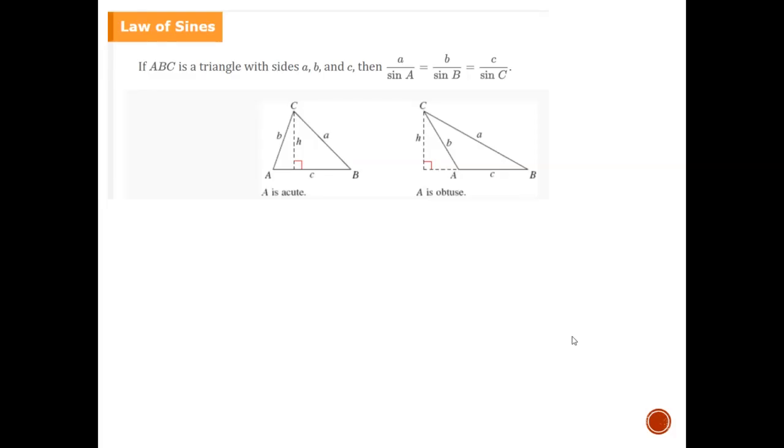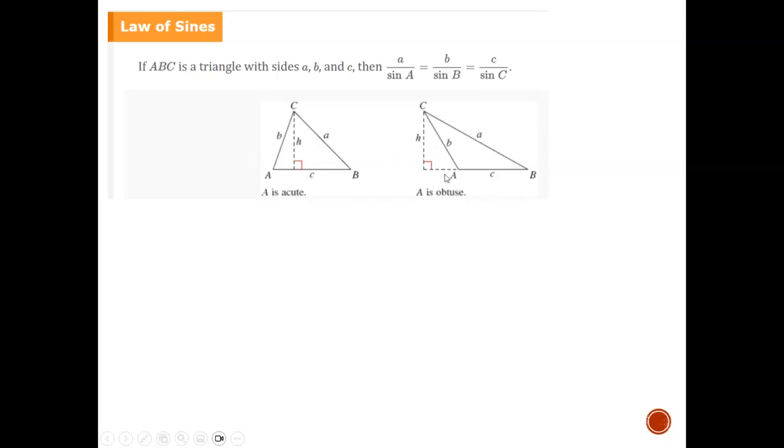So we have a triangle ABC, and the sides are little a, b, c. Then we have this ratio, this relationship. If you take little a, which is side a, divided by the sine of big A, which is the angle A, that is the same relationship as little b over sine B, which is side b over the sine of the angle B. And that's the same as c over sine C, which is the side c over the sine of the angle C.